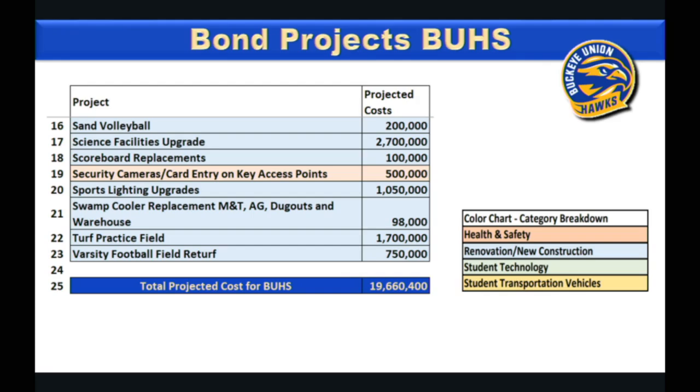And then the varsity football field returf, we have that on each campus. They have an 8-year warranty, and we're approaching 10 years on those fields now. And since it's a 10-year bond, we wanted to get that money into this bond so that we could replace it when we need it, not necessarily right away, but as it begins to fail, so we make sure everything's safe.